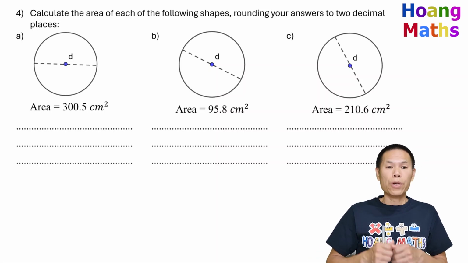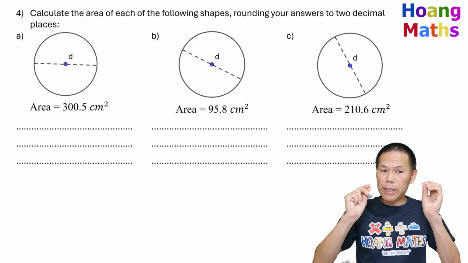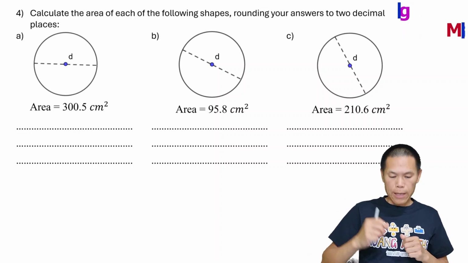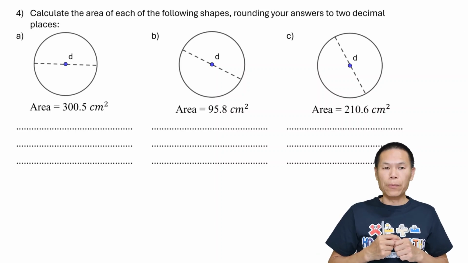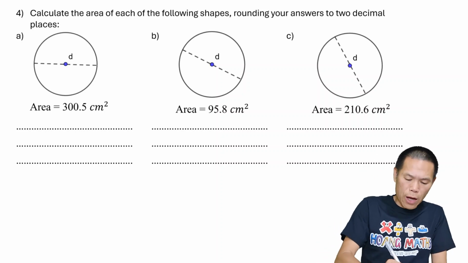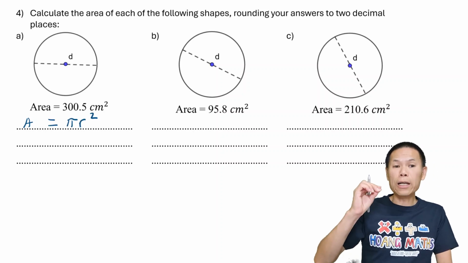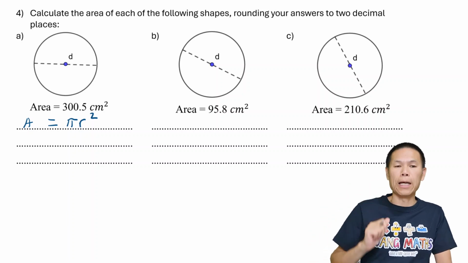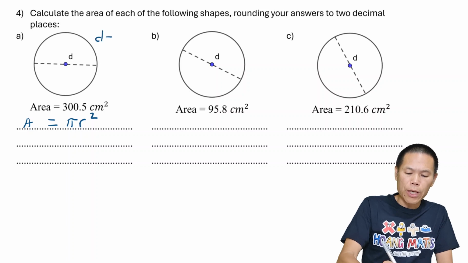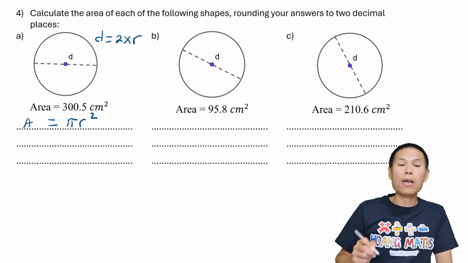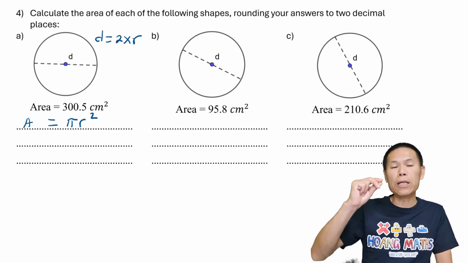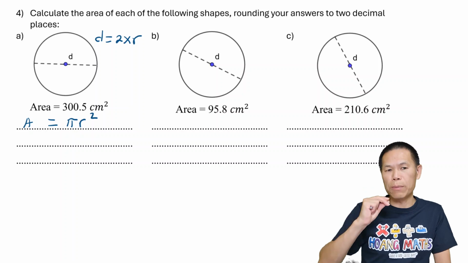Question number 4. We need to find the diameter of each of these circles, correct to 2 decimal places. And we know the area is given. So first of all, we know that the area of a circle is pi r squared. r is what we need to work out. Then we times by 2 to give us the diameter. Don't forget, okay? Diameter is 2 times the radius, because the radius is half of the diameter. So we just need to work out the radius first, okay? And then we times by 2.